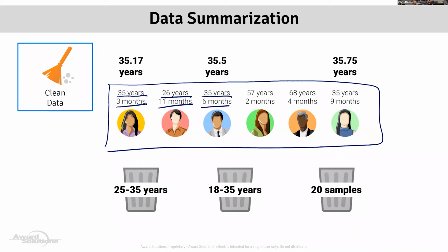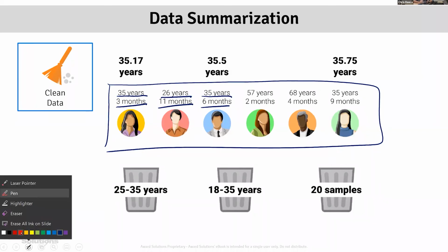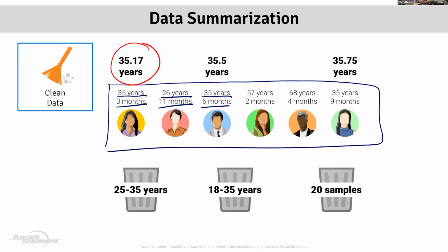So there's a couple of ways I can simplify this. One way, which is kind of the obvious way, is I could just convert it to years. So 35 years and 3 months is approximately, I think our math's a little wrong, 35.25 years. 35 and 6 months, 35.5, 35 and 9 months, 35.75. So I could just make it a fraction.